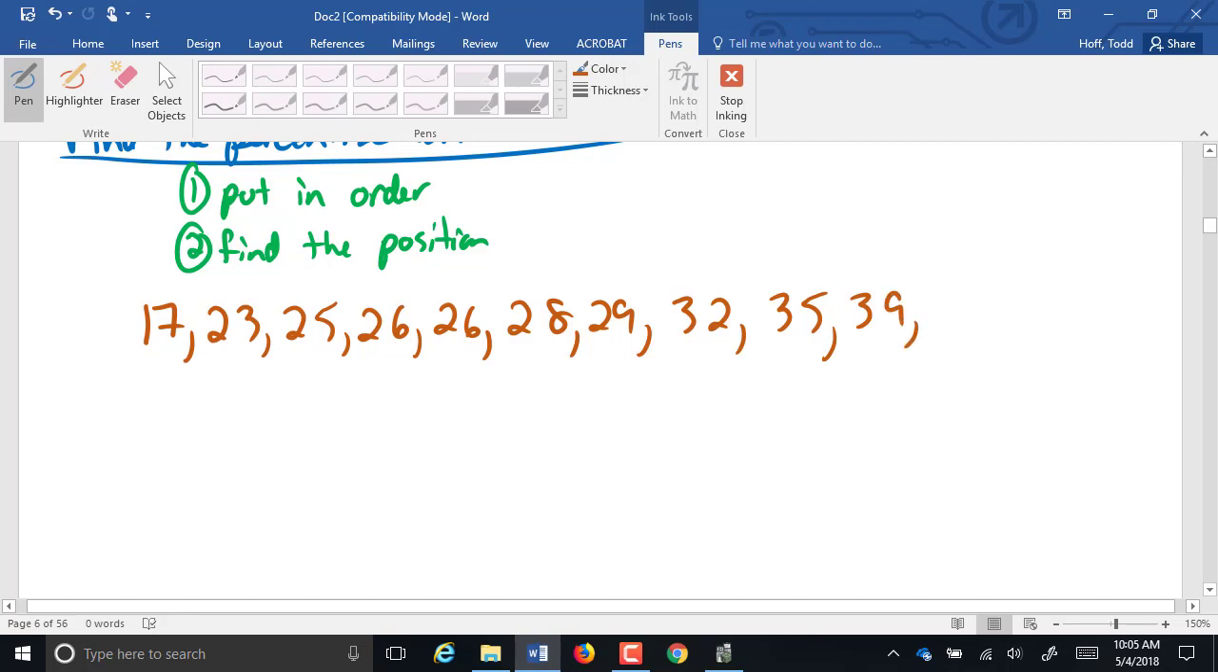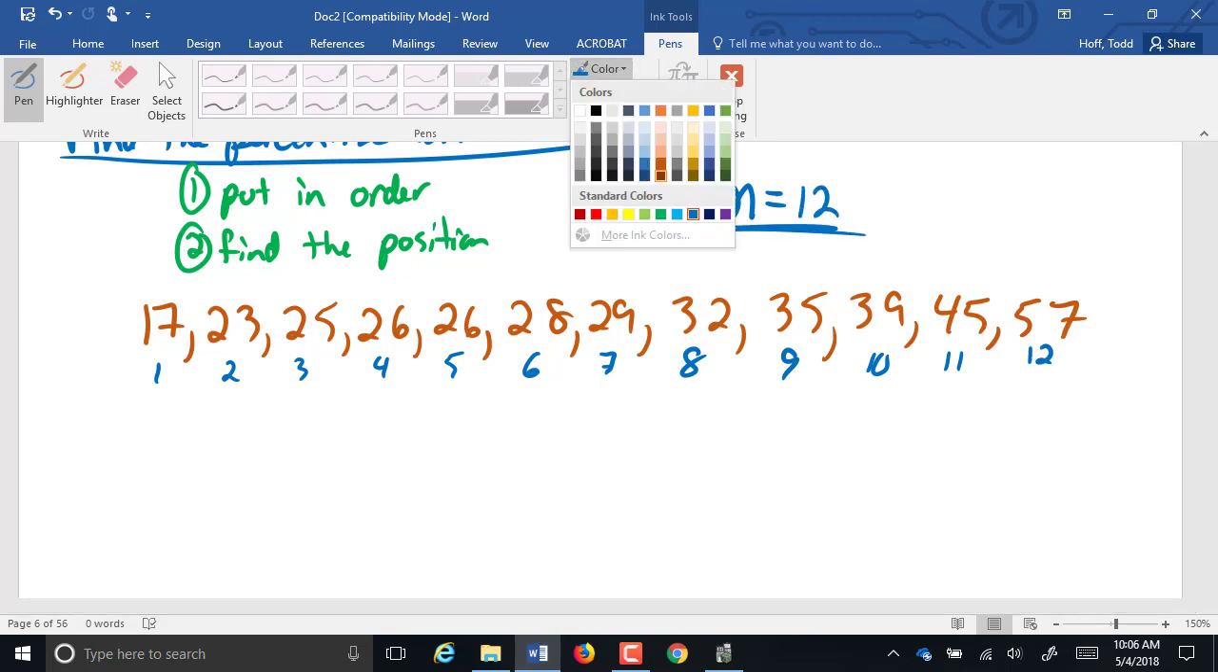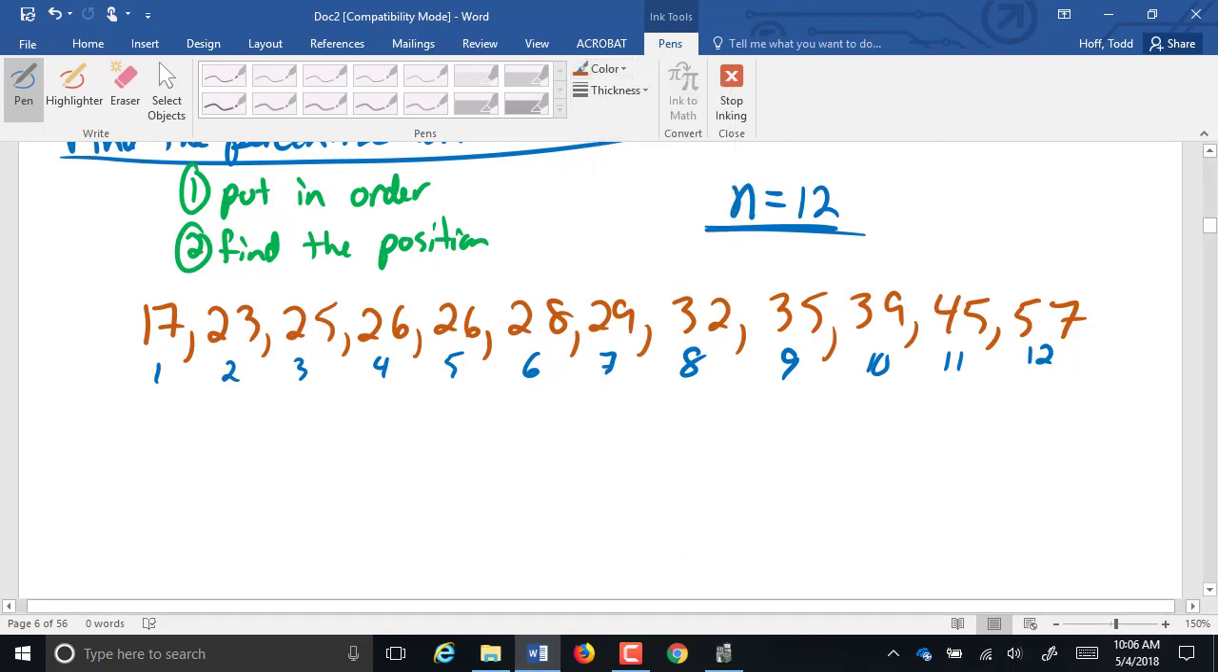One, two, three, four, 45, and 57. So there's our numbers. For this set of numbers, what would n equal? There we go, 12, perfect. There are 12 numbers in this set, so n would equal 12. To find the position, it depends on what percentile we're looking for. Let's say we're asked to find the 60th percentile.